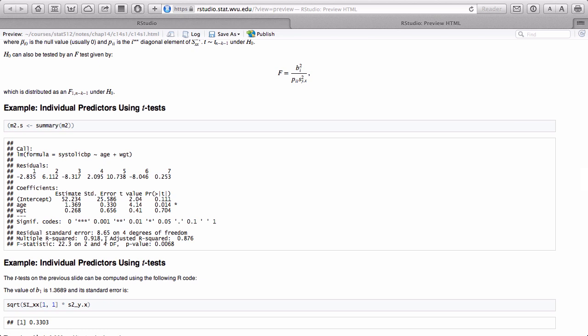We don't have many degrees of freedom for error here because this is a very small data set. And you can see the multiple R squared is 0.918. And then you can see the adjusted R squared, which adjusts for how many terms you fit, is not as large. It's 0.876, but it's still quite high. So we have a fairly good fit.